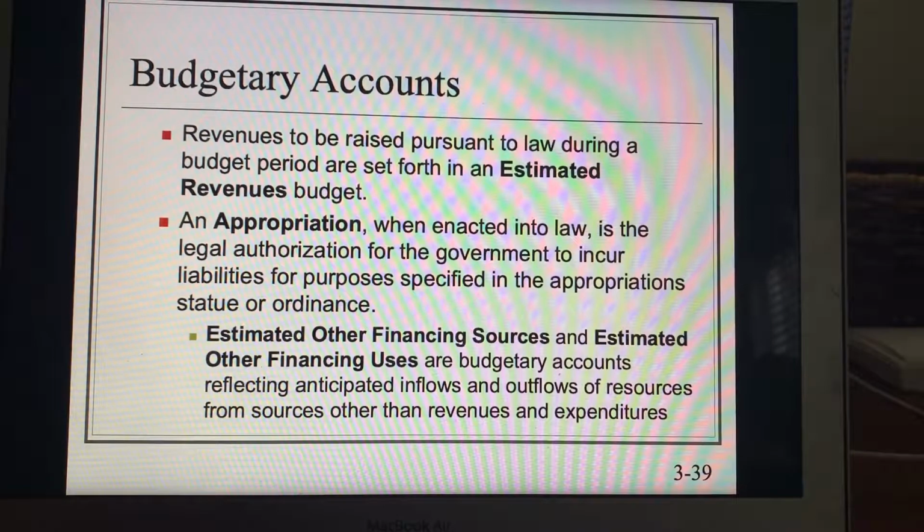Estimated other financing sources and estimated other financing uses are budgetary accounts reflecting anticipated inflows and outflows of resources from sources other than revenues and expenses. So those are other financing uses.